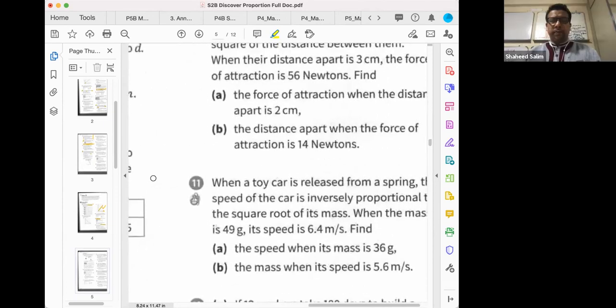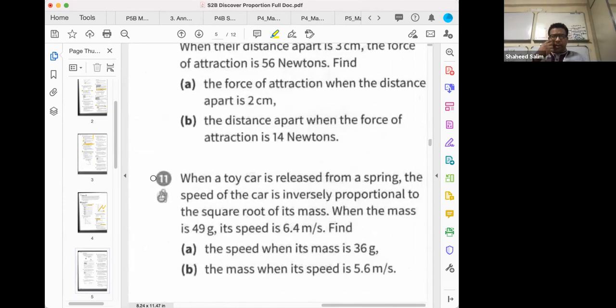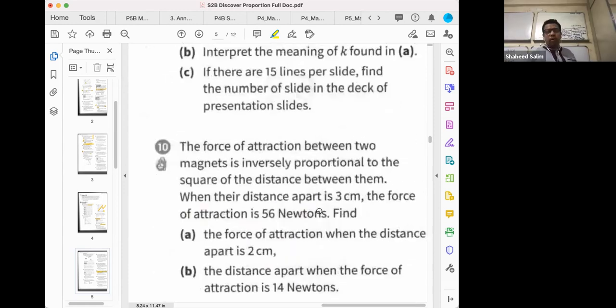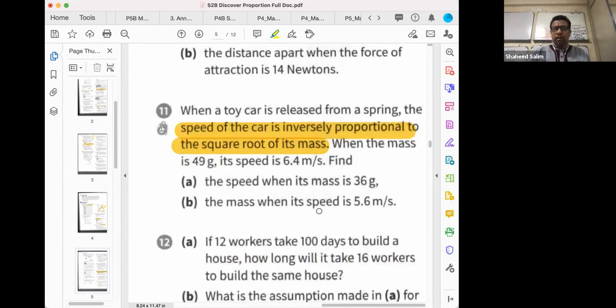Okay, this one. When a toy car is released from a spring, the speed is inversely proportional to the square root of the mass. When the mass is 49 grams, its speed is 6.4. So you need to write down the y equals to whatever, following this. This is the sentence you need to follow.